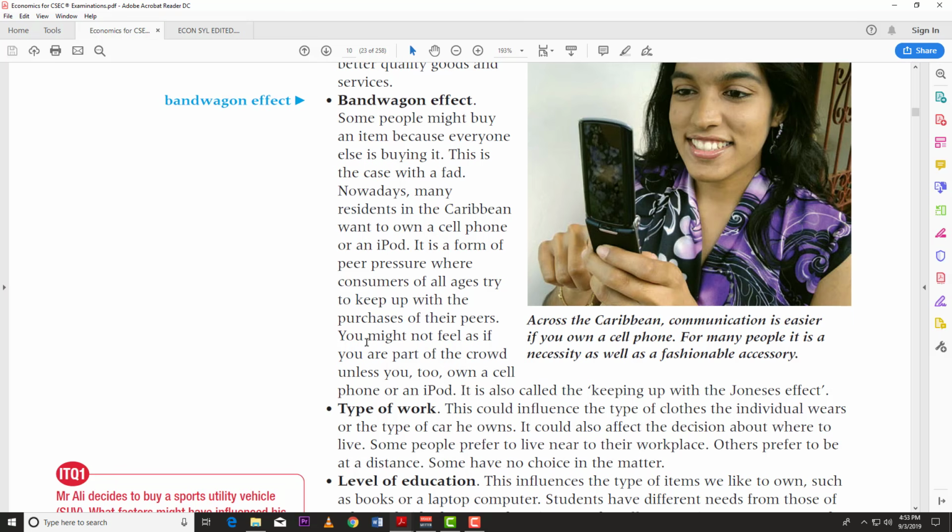Yeah, you try to keep up with the Joneses. You might not feel as if you are part of the crowd unless you too own a cell phone or an iPhone. All right, it's iPhone or Samsung or whatever is hot right now. It is called the keeping up with the Joneses effect. So that's the nickname for that, keeping up with the Joneses. You want to have the same thing as everybody. So that can influence your economic decisions.